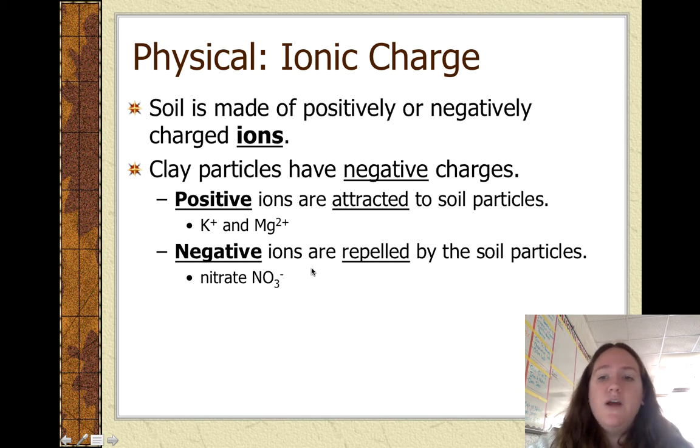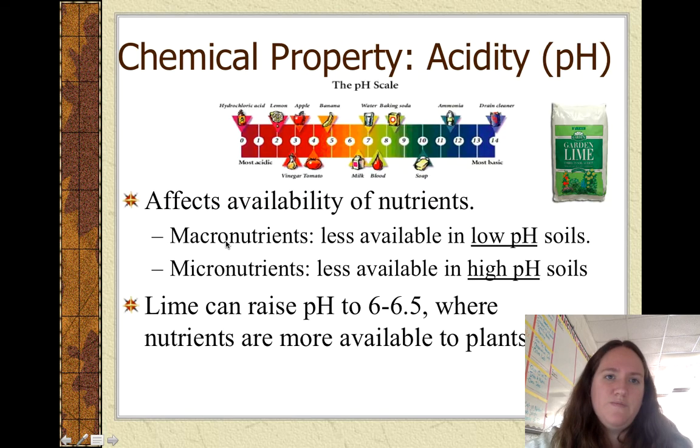Negative ions are going to repel different particles like nitrate, for example. So this is how you can have these things that are held in the soil as nutrients for plants. A chemical property of soil is going to be the acidity, or also looking at pH.